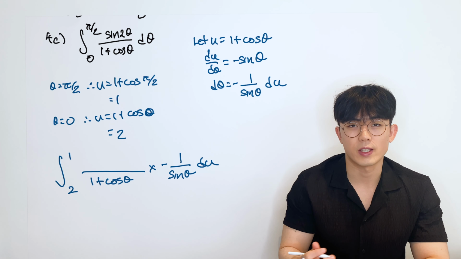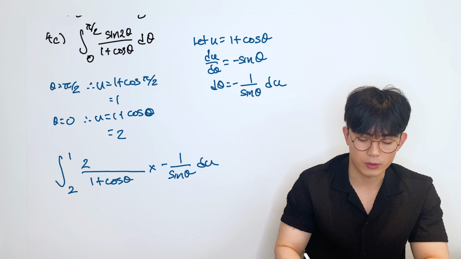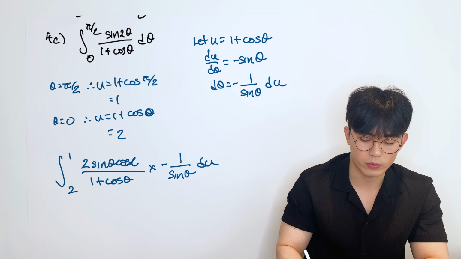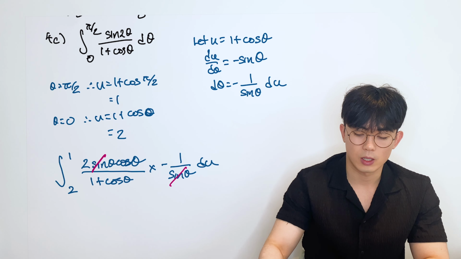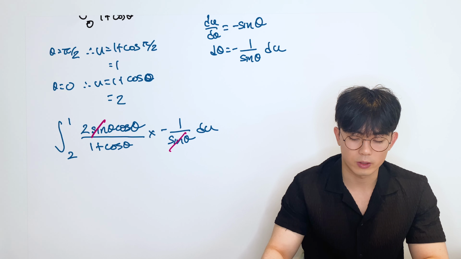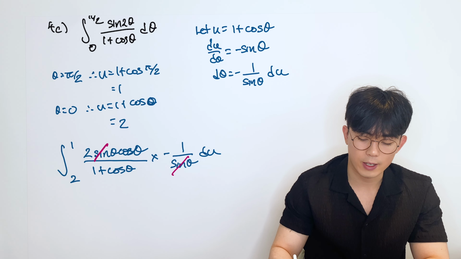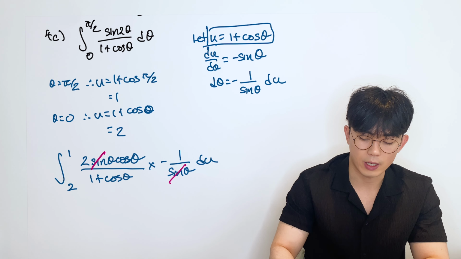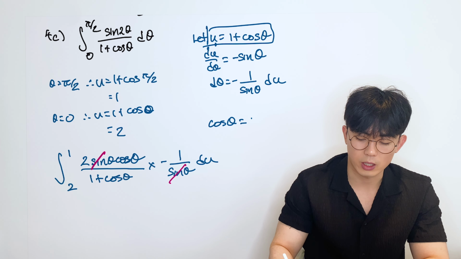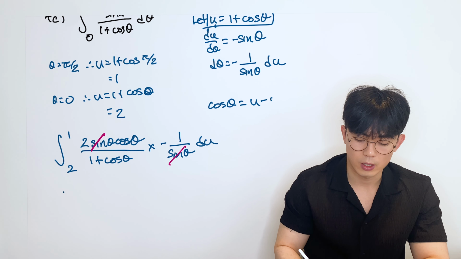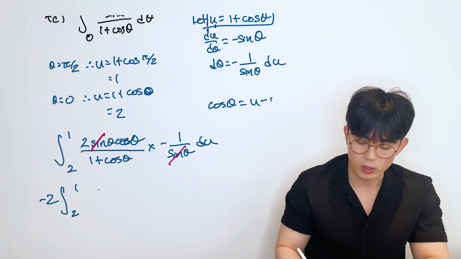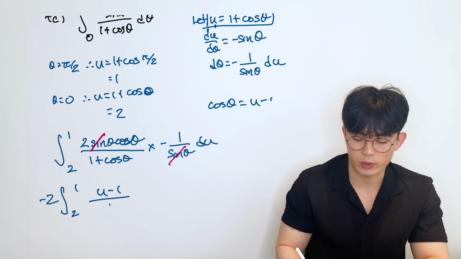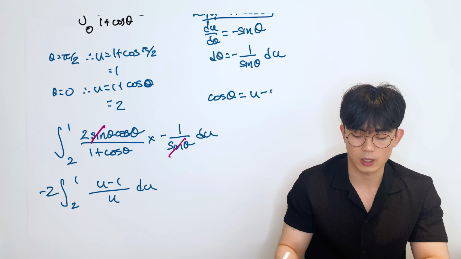Right, this sine 2 theta, I can actually expand using the double angle formula to 2 sine theta cos theta. This is useful for us because now we can cancel out the sines. And from here, we can now replace it with u. Earlier I said u was 1 plus cos theta, so therefore cos theta is equal to u minus 1. So we're going to have limits from 2 to 1 of negative 2. I'm going to take negative 2 outside. Cos theta was u minus 1, and 1 plus cos theta was just u, du, like this.